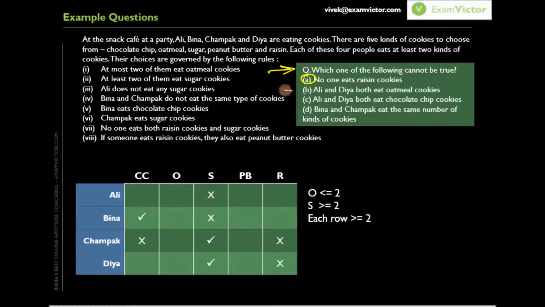How about B? Ali and Diya both eat oatmeal cookies. So this is interesting. What happens if I place a tick here and a tick here?